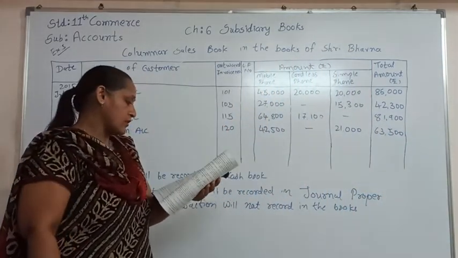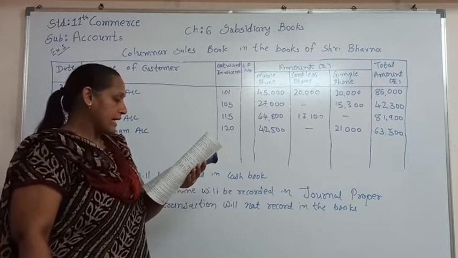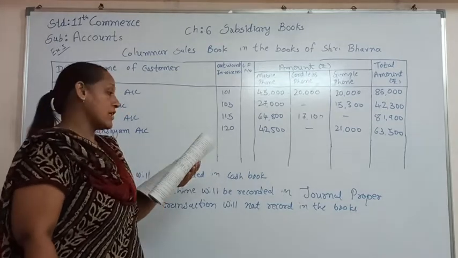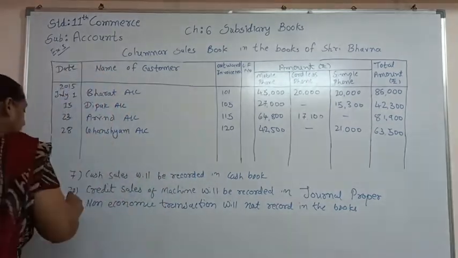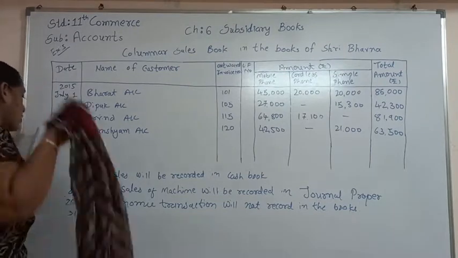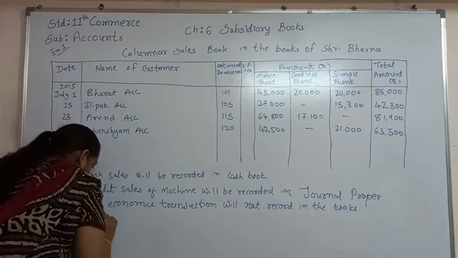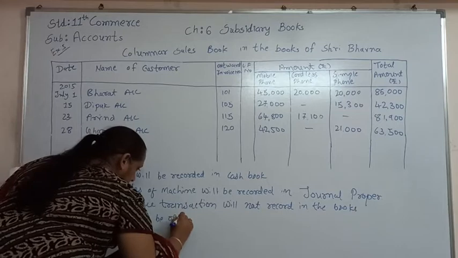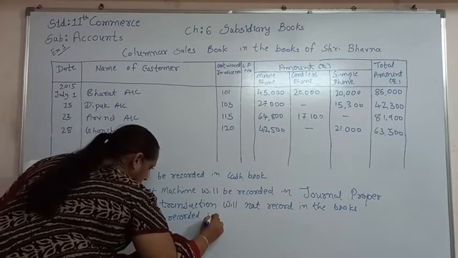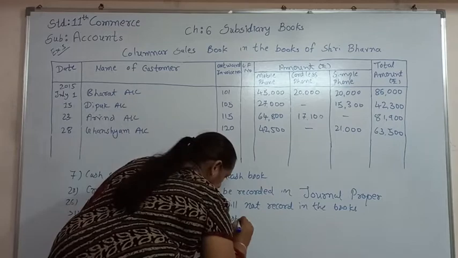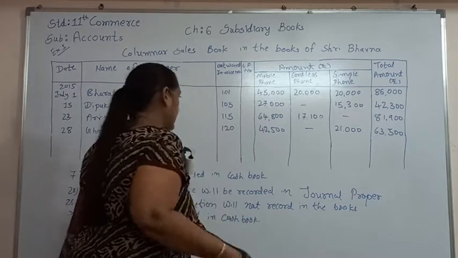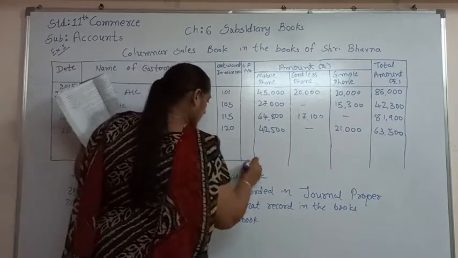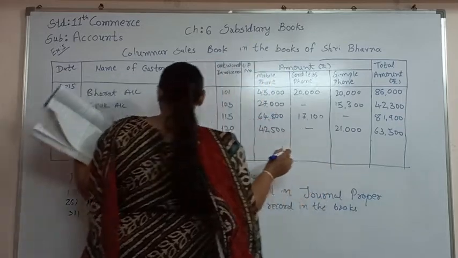Now on date number 31st, sold to Milan 2 mobile phones at 7,000 each and 3 cordless phones at 3,500 each by cash. So that is a cash transaction, and cash transactions will be recorded in the cash book. Cash sales will be recorded in the cash book. So that's it. Now we are finished with the sum. So we can make the total of this. Let's do the total.